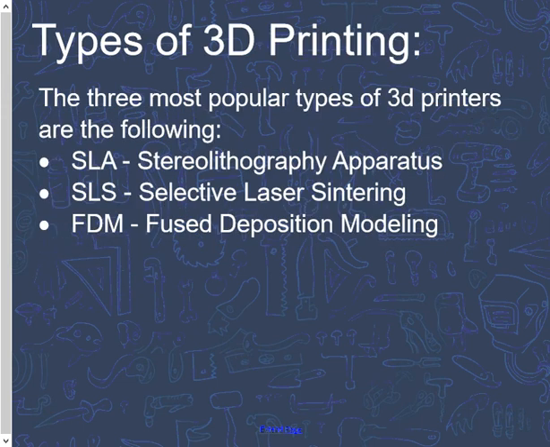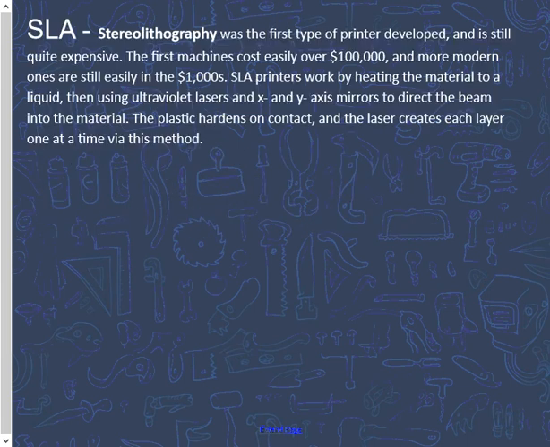There are lots of types of 3D printing, and there are three that are by far the most popular. So those are the three we're going to talk about today. There is SLA, which stands for stereolithography apparatus. There is SLS, which stands for selective laser sintering. And there is FDM, which stands for fused deposition modeling. So we're going to go through each of those three types and then talk about which of the three types we have.